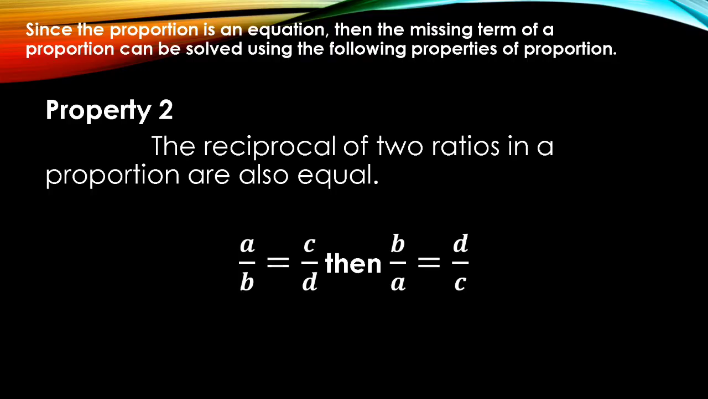So, property number 2, the reciprocal of two ratios in a proportion are also equal. So, ito yung another way in solving proportion. So, pwedeng i-reciprocal natin or babaliktarin lang natin. Katulad nito, P over A is equal to D over C. Or P is to A is equal to D is to C. Makikita natin, binaliktad lang natin. A nasa numerator, B denominator. Pagdating dito, pag in-apply na natin yung property number 2, binaliktad lang natin.